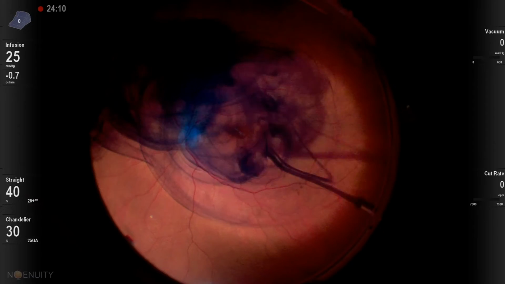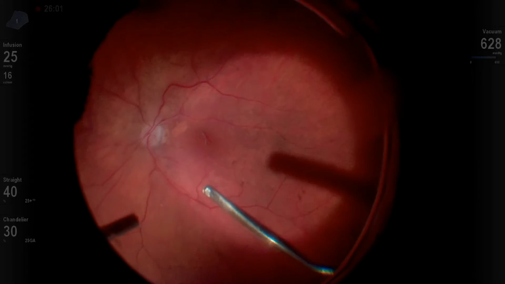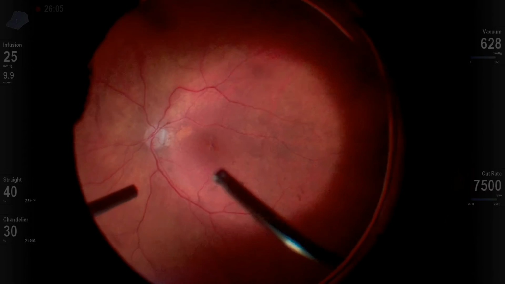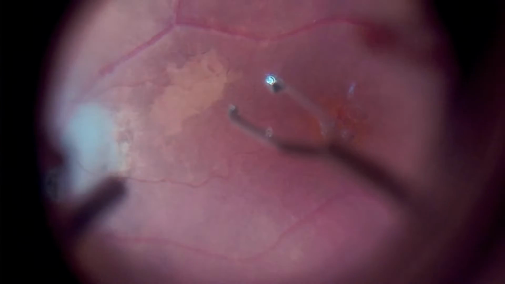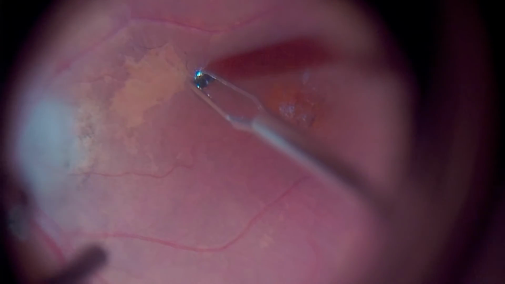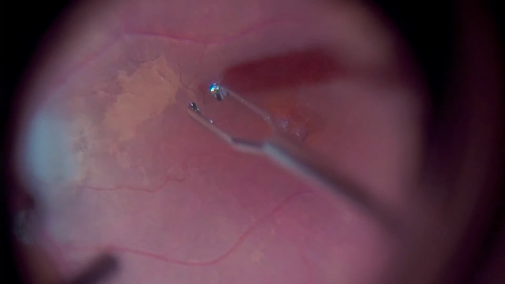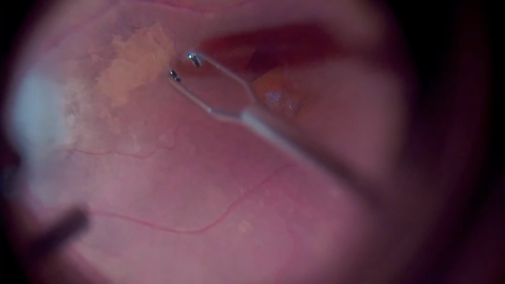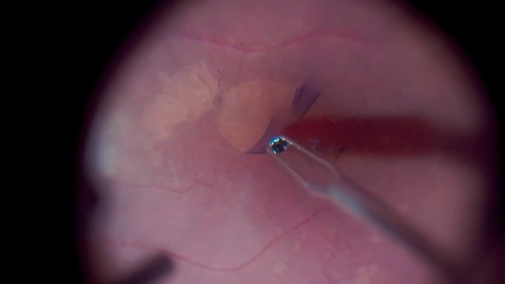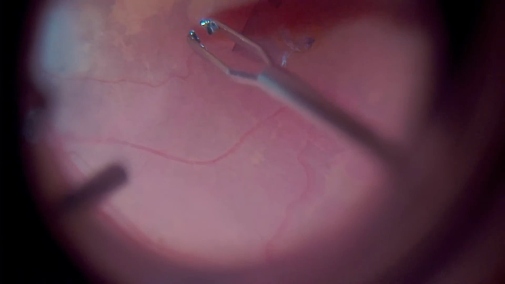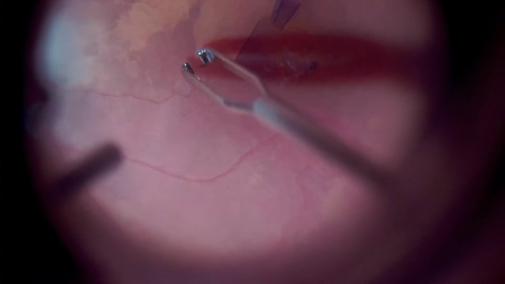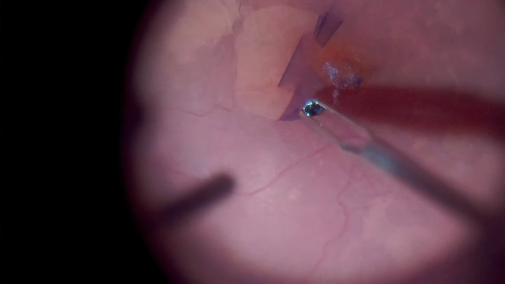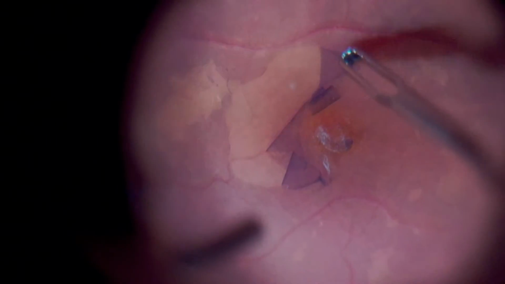Brilliant blue dye is then used to stain the internal limiting membrane. The surgeon uses an opening in the ILM in the inferior nasal region to start peeling. He performs a fovea-sparing ILM peeling technique, peeling the internal limiting membrane 360 degrees and leaving it still adhered to the parafoveal region.